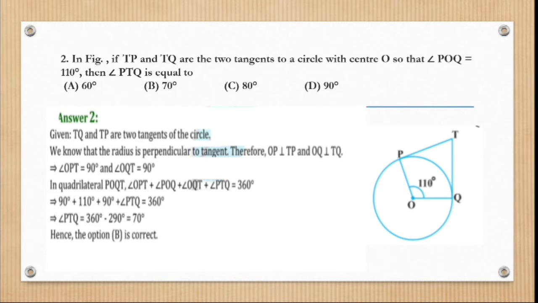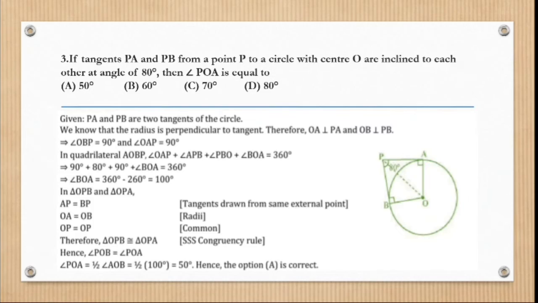Now as you can see, POQT is a quadrilateral, and the sum of the angles of a quadrilateral is 360 degree. Now angle O is 110, angle P is 90, angle Q is 90. You have to find angle PTQ. So put it in the angle sum property. Put the value of O, P and Q angle respectively. You will get PTQ is equal to 360 minus 290, which is 70 degree. That means option B is correct. So this is a very easy question.